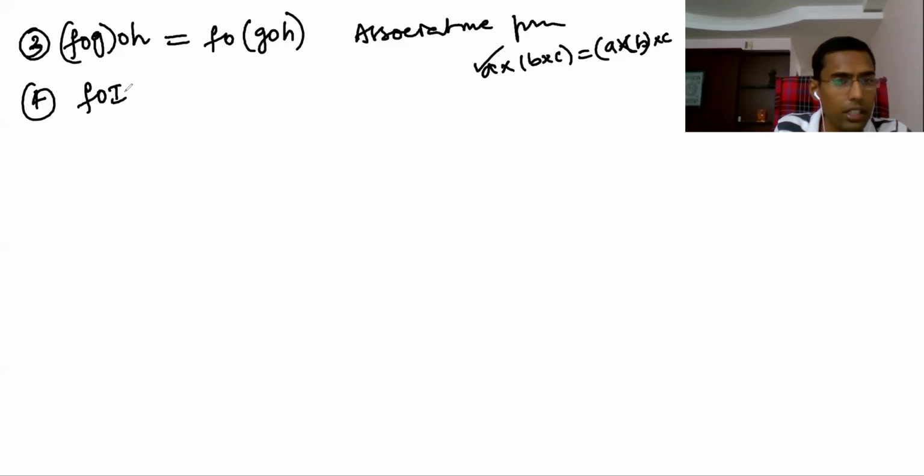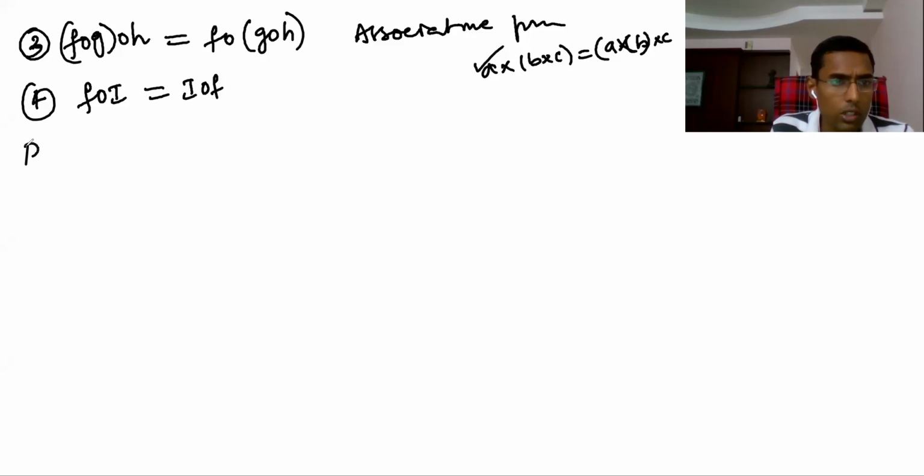Next, for f circle I, what is this I? Identity function. f circle I equals I circle f. This is possible, and we are going to see it in properties and theorems. We are going to prove it also, but I gave you a rough idea. Immediately we have to go to the next, real functions.